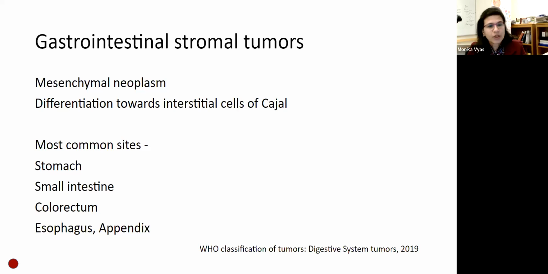Most common sites include stomach. Small intestine is also relatively common. You can also see them arising in colorectum. Esophagus and appendix are also rarely described sites for this tumor.